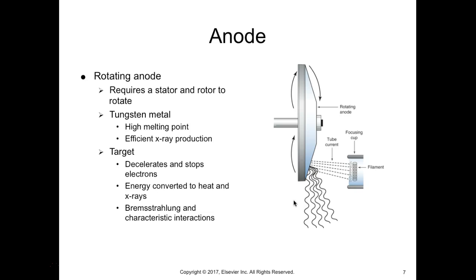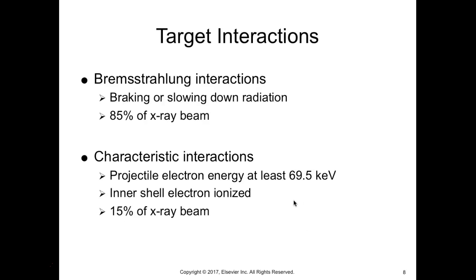So within the tube, we have bremsstrahlung and characteristic interactions. Bremsstrahlung interactions are called braking or slowing down of the radiation. It's 85% of the beam. For characteristic interactions, the projectile electron energy is at least 69.5 keV. When we're talking about kVp, that's kilovolts peak. When we talk about keV, we're talking about the electron energy within the tube. So keV, kilo electron volt. When we have at least 69.5 keV, the inner shell electron is energized, is ionized. And this is considered 15% of the X-ray beam; above 69.5 keV is made up of characteristic interactions.